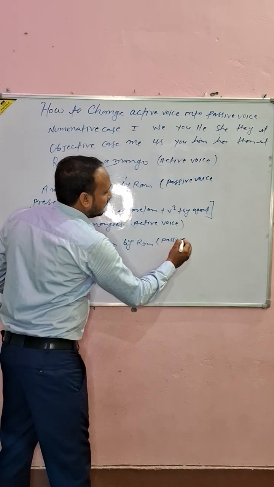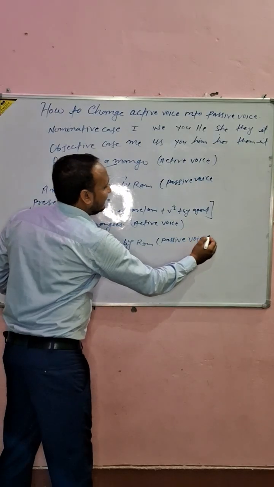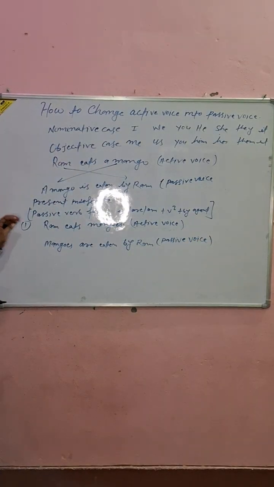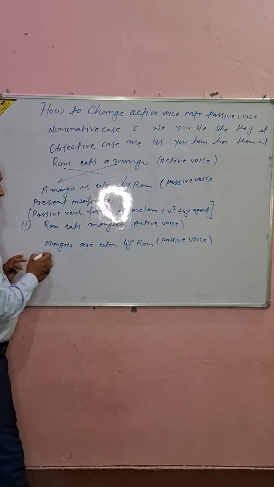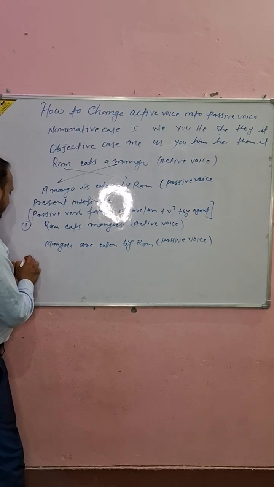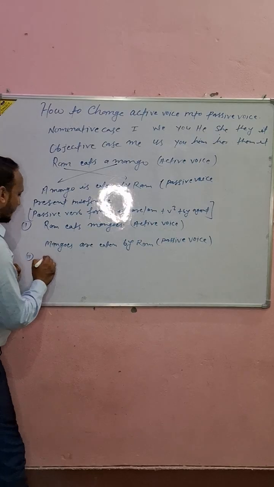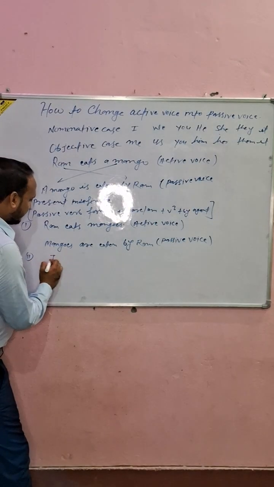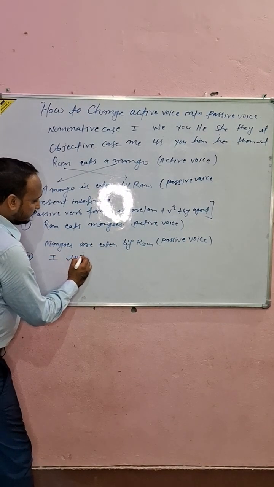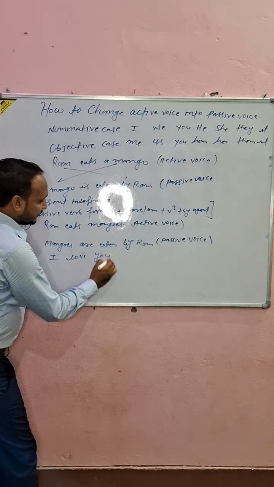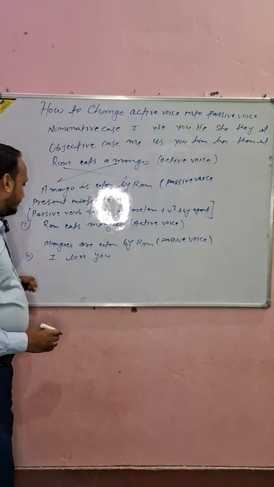Passive voice. Like this we change. In present indefinite tense, when we take the example of present indefinite tense, we change active voice into passive voice this way. Whatever example I have already written here, you may see. So let's see another example, example 2. I love you.